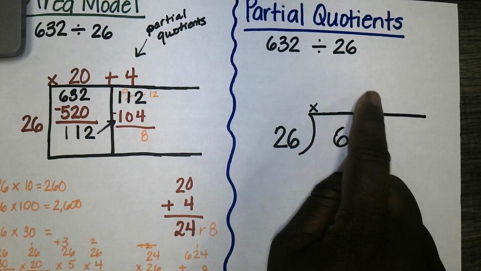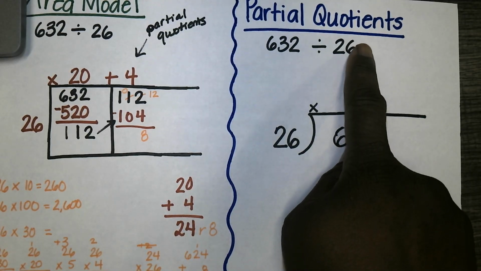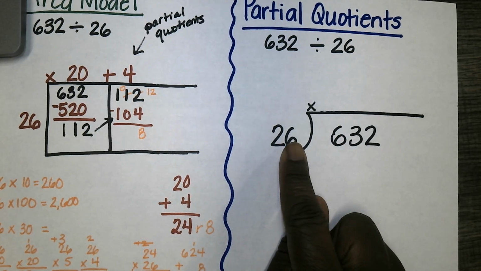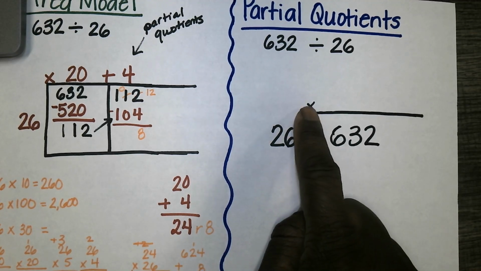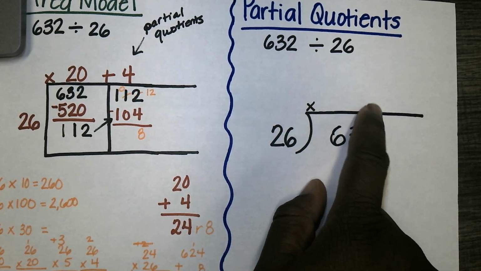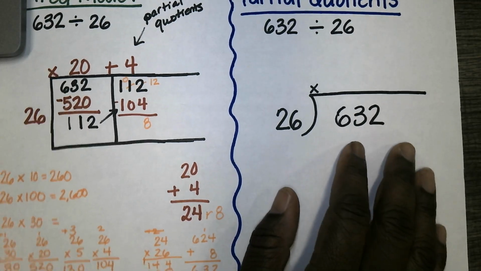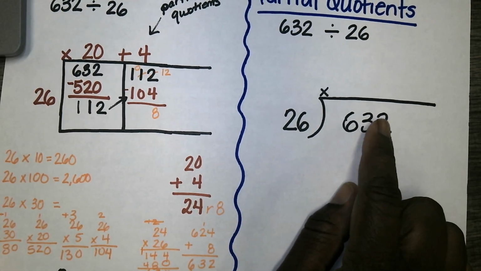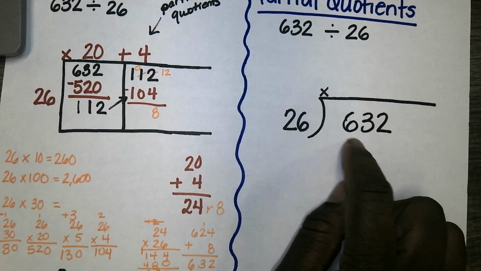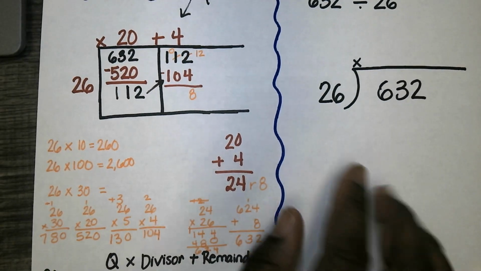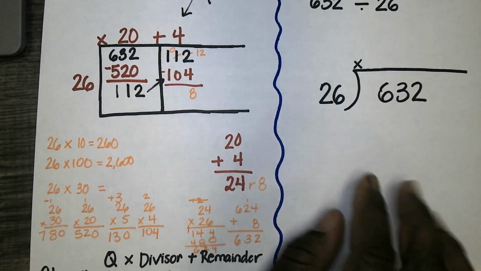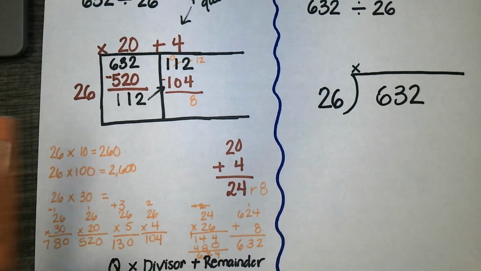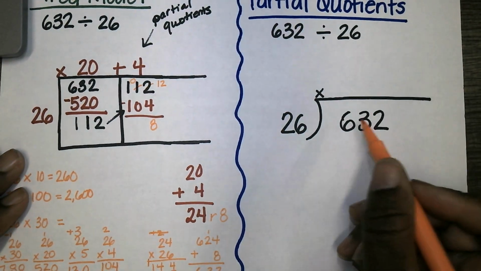But we're going to stack our quotients vertically up top here. And the same question gets asked: 26 times what number can we put here? That's going to get us something close to 632, if not equal to it, as long as it's not higher than that number. Last time we started off with 20. Just for giggles, I'm going to start off with 10.